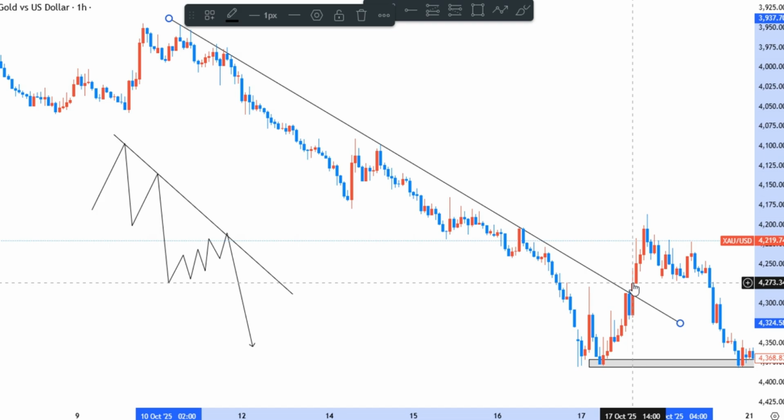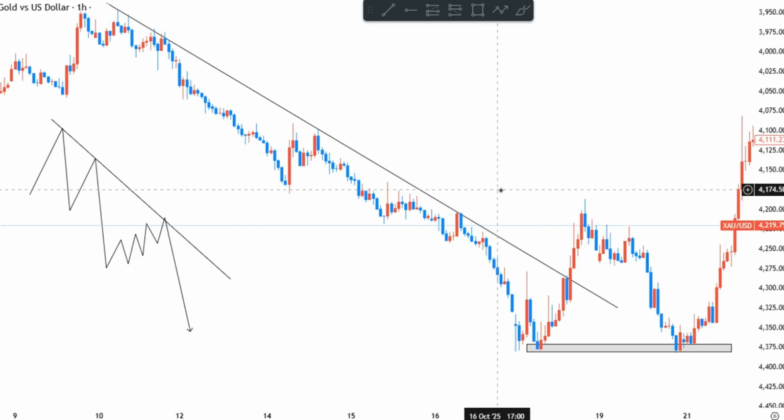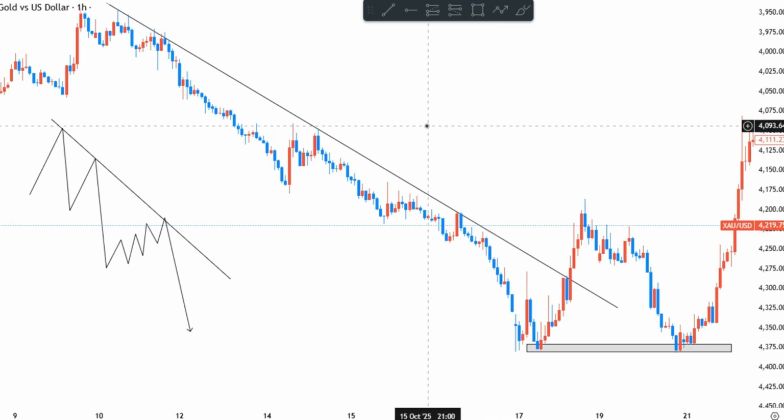Uptrend, higher highs and higher lows. Downtrend, lower highs and lower lows. If the structure breaks, don't trust the trend line. These are simple rules that we just have to abide with.